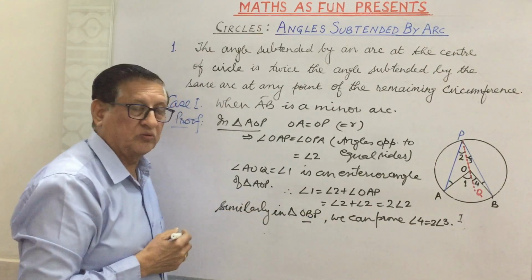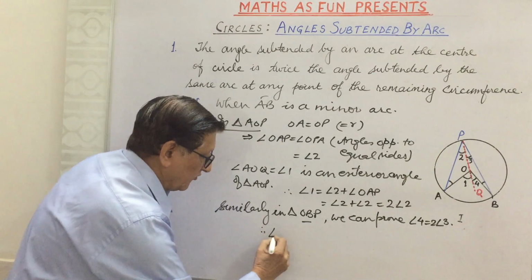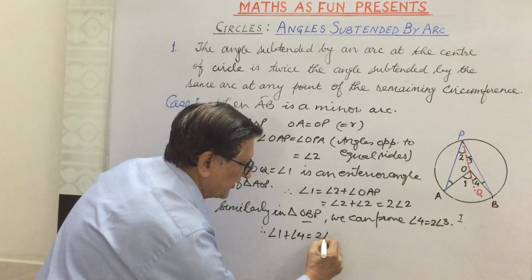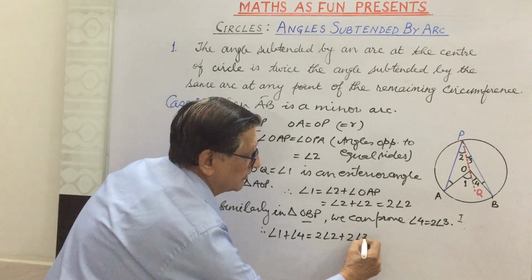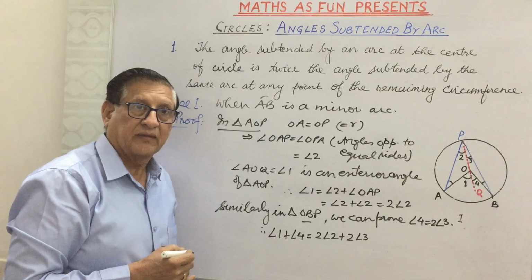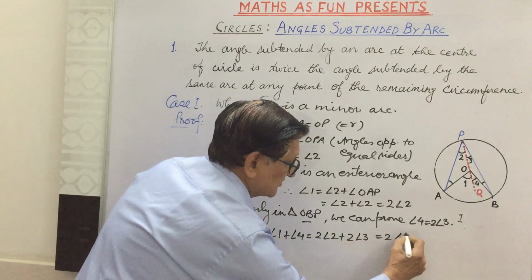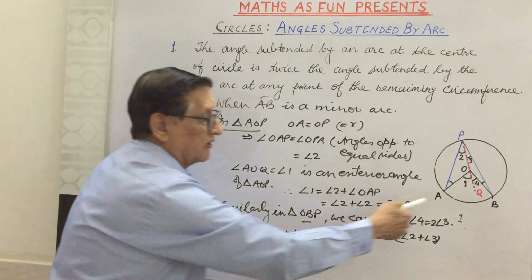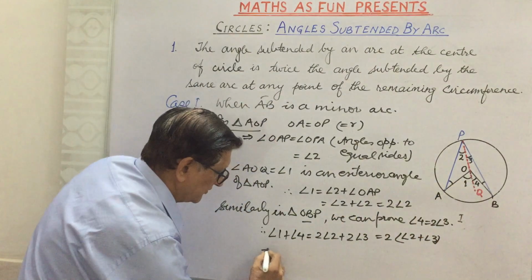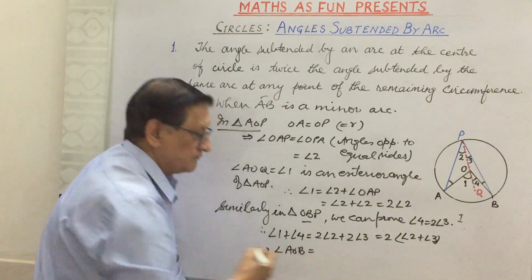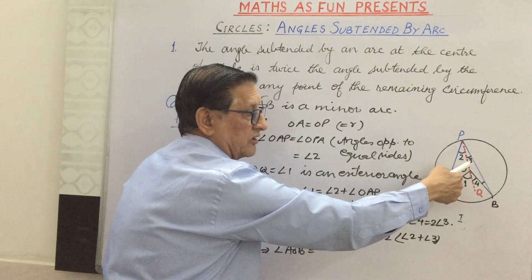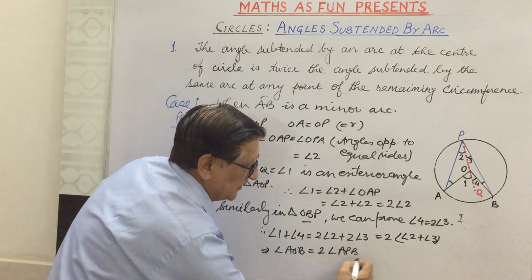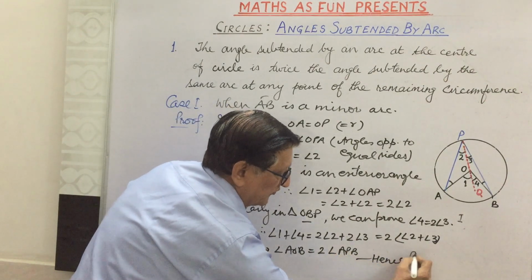If we add these two, angle 1 plus angle 4 will be equal to what? Twice angle 2 plus twice angle 3. If we take 2 common, this is 2 times angle 2 plus angle 3. And we know that angle 1 plus angle 4 is angle AOB, and angle 2 plus angle 3 is angle APB. So this is twice angle APB, and that's what we had to prove here.